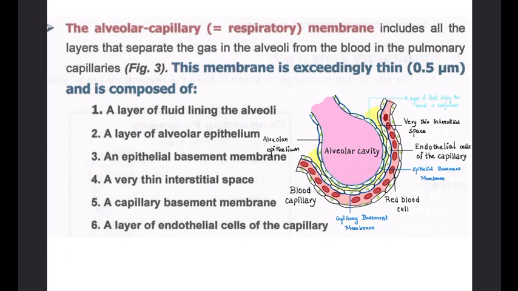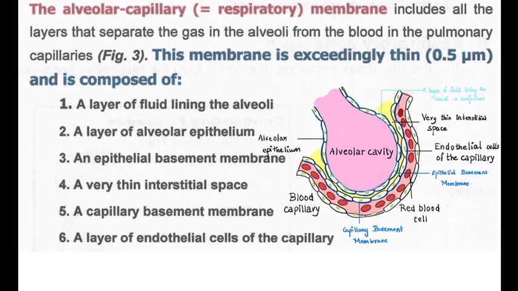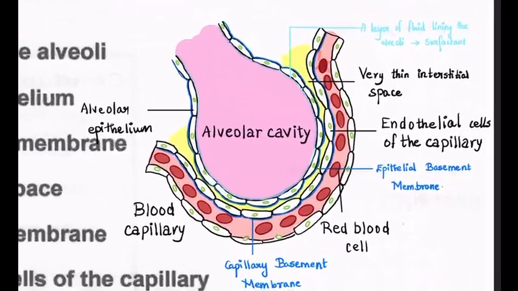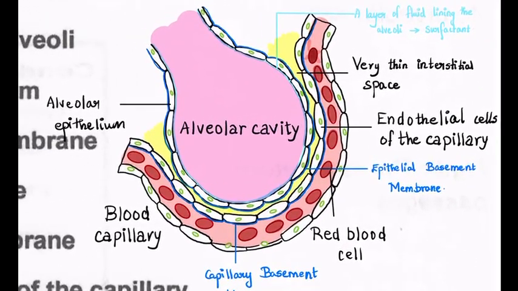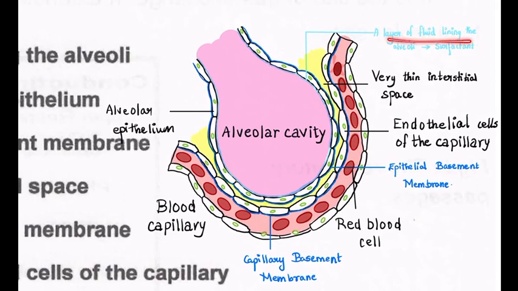Okay, now we will see these 6 layers one by one. The first layer, a layer of fluid lining the alveoli. See this blue line, can you see? Yeah, okay, this blue line, a layer of fluid lining the alveoli, is surfactant. This layer contains alveolar type 2 cells, and thus this layer secretes surfactant, thus preventing the collapsing of the alveoli. And there are many more uses of surfactant, we will see it.